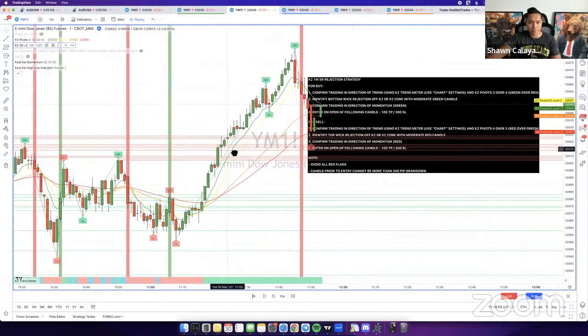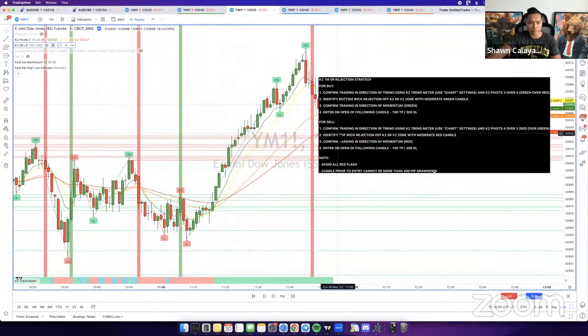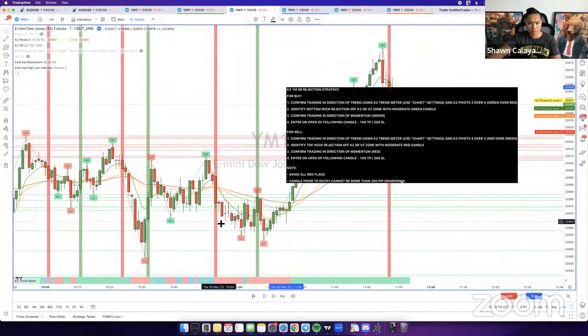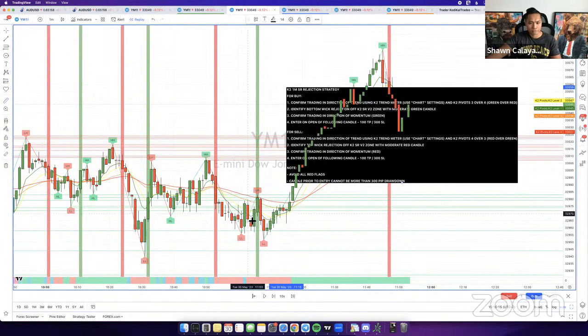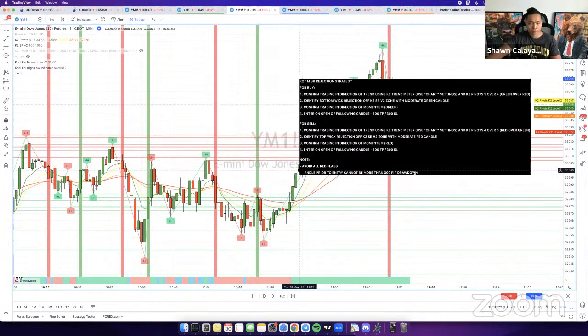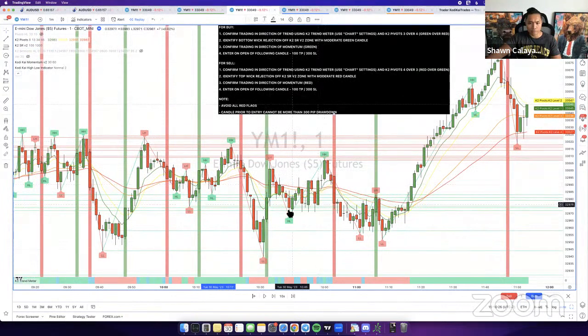There's nothing here. This is a weak candle. This is a weak candle. This is a weak candle. These are all weak candles. There's no entries there specifically. The market was kind of choppy today. There wasn't really much of a range. It was more of a consolidating market.